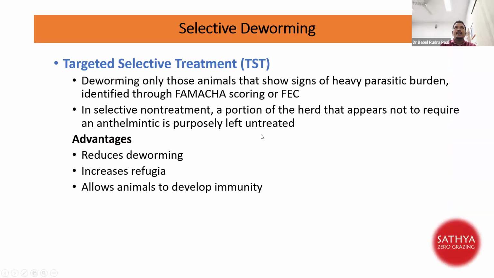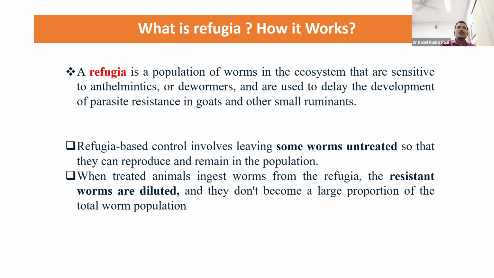Another important point is selective deworming. Selective deworming means deworming only those animals that are showing parasitic gastrointestinal infection, identified through FAMACHA scoring or fecal egg count. The advantage is that it reduces deworming, increases the refugia, and allows animals to develop immunity. The refugia are the group of parasites which are sensitive, not the resistant parasites.